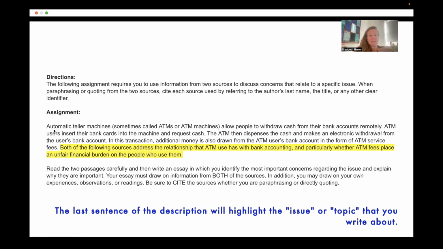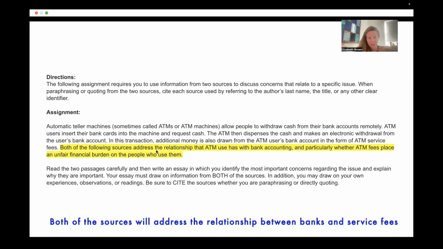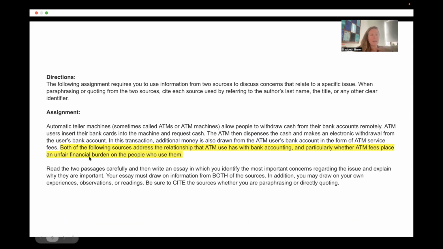So the assignment is: automatic teller machines, sometimes called ATMs, allow people to withdraw cash from their bank accounts. ATM users insert their bank cards into the machine and request cash. The ATM then dispenses the cash and makes an electronic withdrawal from the user's bank account. In this transaction, additional money is also drawn from the ATM user's bank account in the form of a service fee. Both of the following sources address the relationship the ATM user has with bank accounting, and particularly whether ATM fees place an unfair burden on the people who use them.